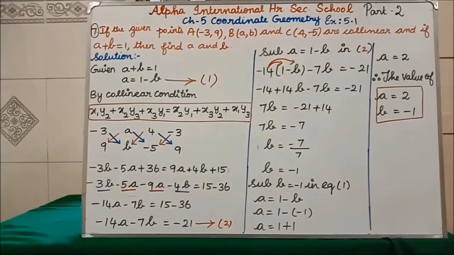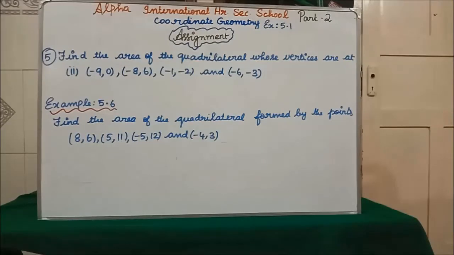Thank you students. In part 2 video, these are your 2 problems for assignment. In exercise 5.1, 5th question, second subdivision is your assignment, and example 5.6 is your assignment. Students, both the questions are the same model, same concept. What is that? You are going to find only the area of a quadrilateral.